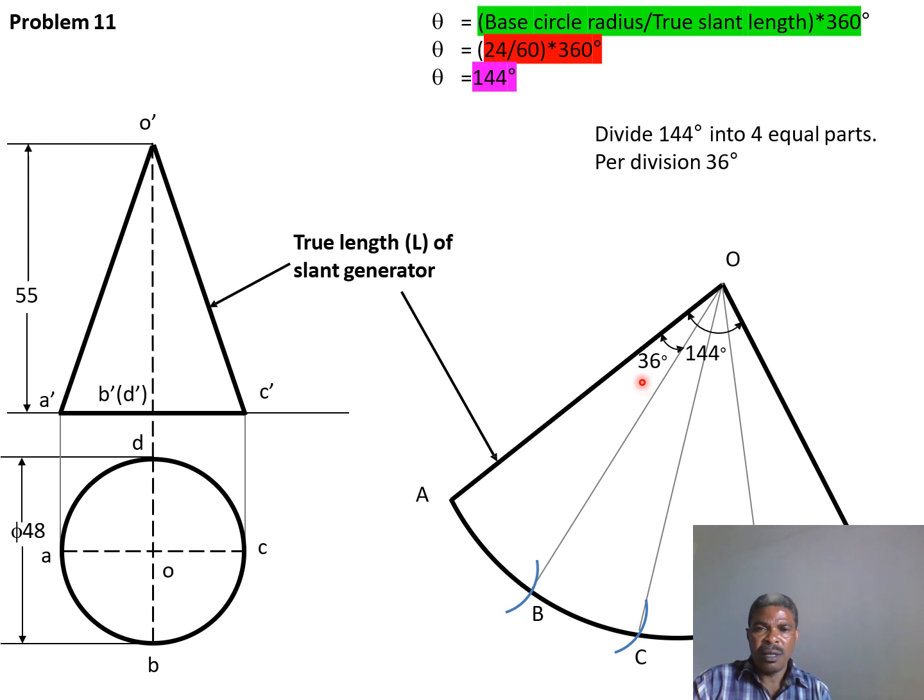So 36 here for each division. But from A to B, how do you get it? It is from approximation of a part of our top view, A to B. By using your compass, you can take this distance here from A to B.